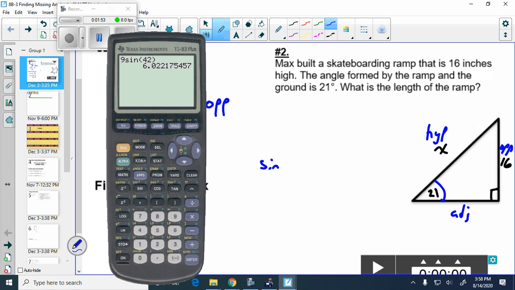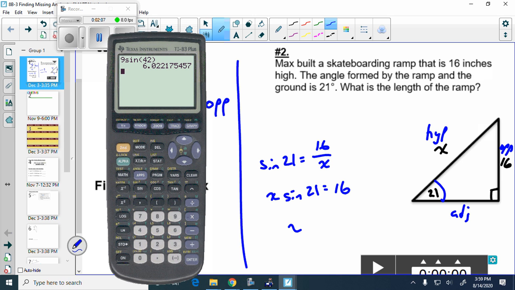So I've got the sine of 21 equals the opposite over the hypotenuse. So that's going to tell me x sine 21 is 16, or x equals 16 over the sine of 21. So on my calculator, I go 16 divided by the sine of 21, 44.6.